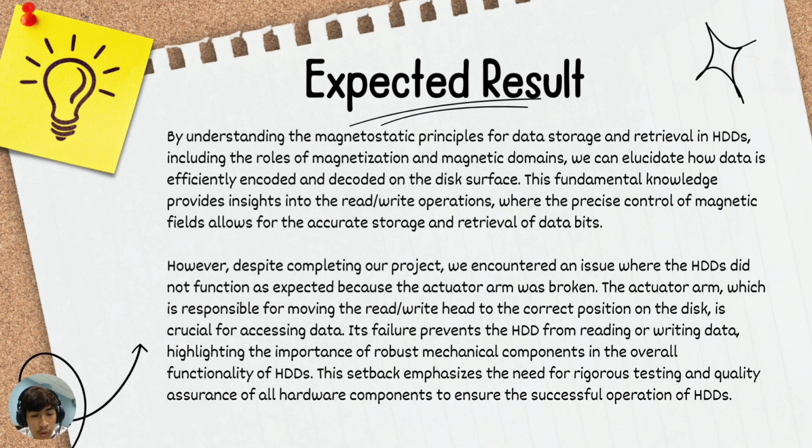However, despite completing our project, we encountered an issue where the HDDs did not function as expected because the actuator arm was broken. The actuator arm, which is responsible for moving the read or write head to the correct position on the disk, is crucial for accessing data. Its failure prevents the HDD from reading or writing data, highlighting the importance of robust mechanical components in the overall functionality of HDDs. This setback emphasized the need for rigorous testing and quality assurance of all hardware components to ensure the successful operation of HDDs.